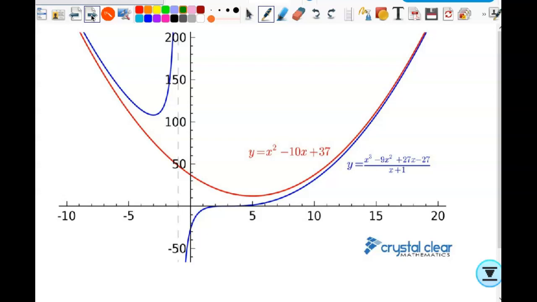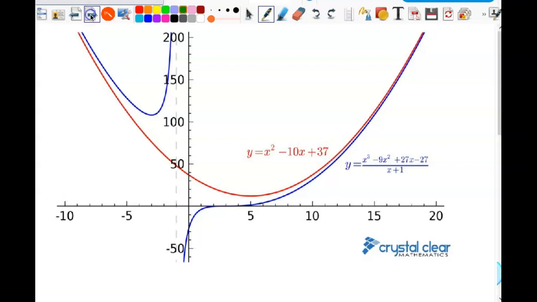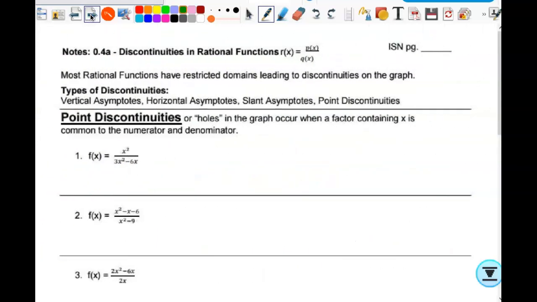All right, and today should be 100% review from Algebra 2. This is going on page 33 when we're done. Okay. So let's first talk about what makes a rational function a rational function. What makes a rational number a rational number? It's a number that can be written as what?